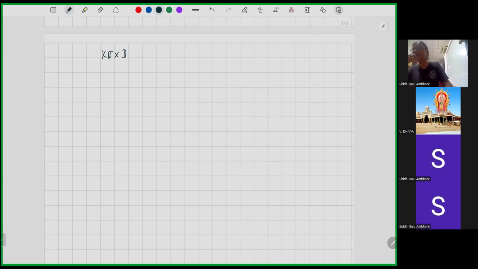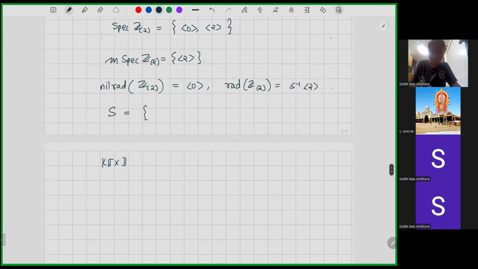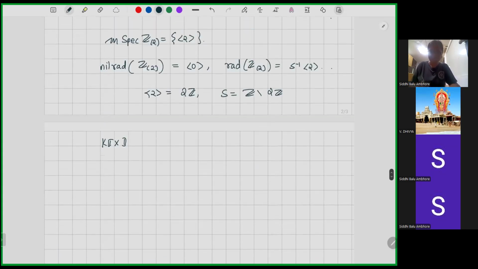Ma'am, please explain how the ideal generated by 3 intersects S. Okay, so S is the collection of all odd numbers, right? When I have the ideal generated by 2, it means 0, 2, 4, 6, 8, and so on, and from the left side -2, -4, -6, right? These are multiples of 2. So the ideal generated by 2 is just 2Z. And S is what? Z minus 2Z. So S will be plus minus 1, plus minus 3, plus minus 5, and so on. All the odd numbers. Is this clear?